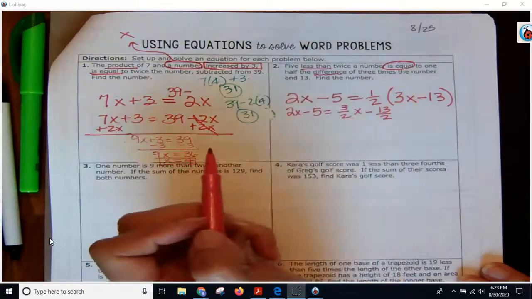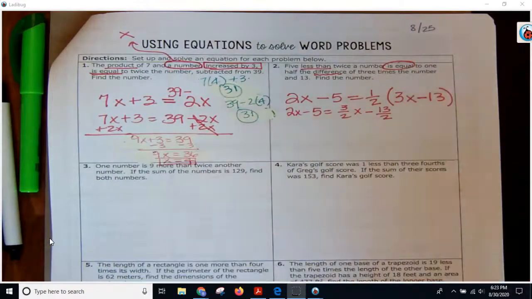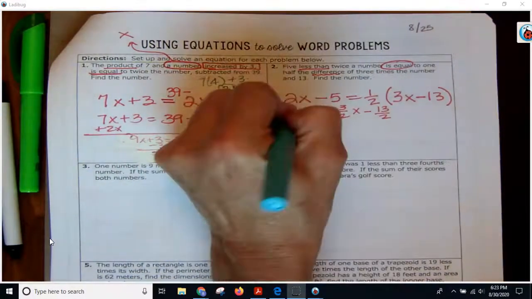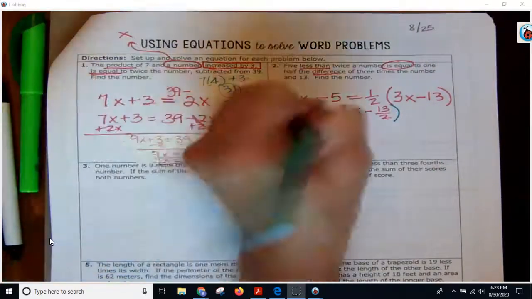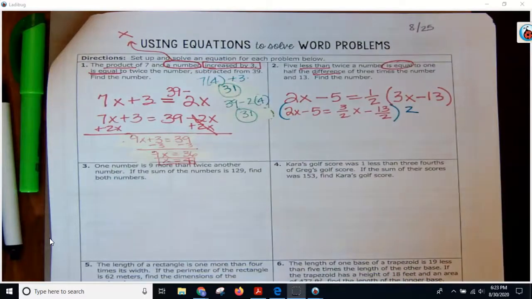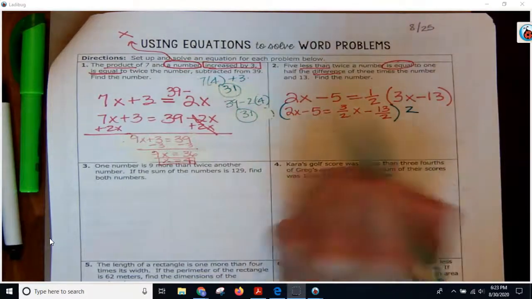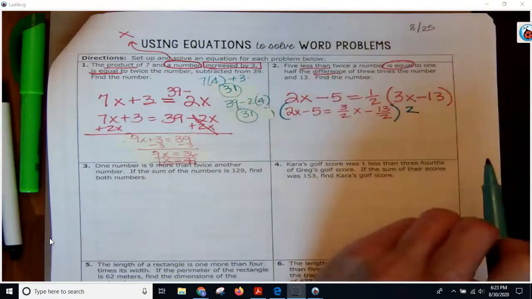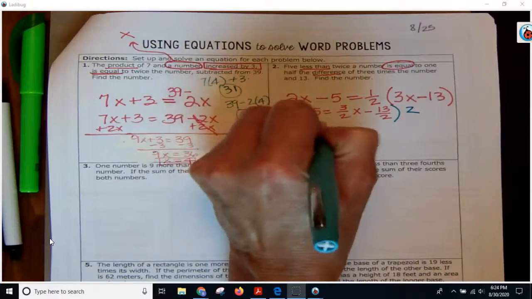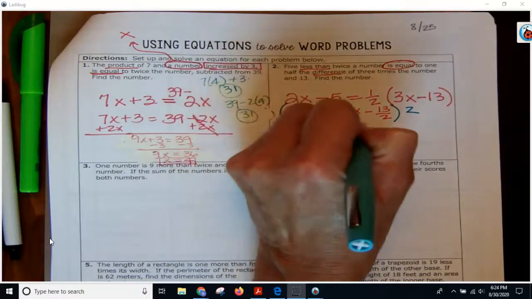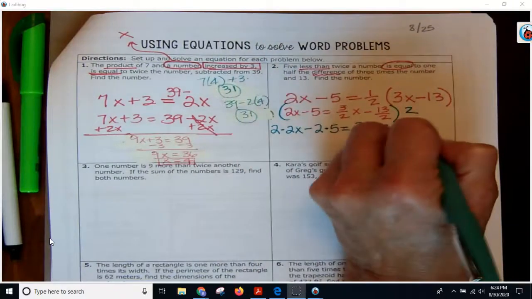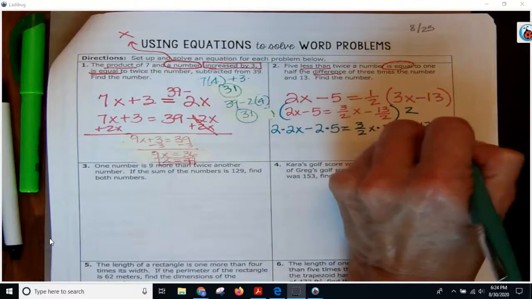Now, here's where your fractions come in. I'm going to go ahead and clear my fractions because I really don't like to work with fractions unless they're super easy. So I'm going to multiply everything by 2. And when I say multiply everything by 2, there is a clearing fractions video on the modules. But I just literally multiply everything in this equation by 2. So 2 times 2x minus 2 times 5 equals 3/2 x times 2 minus 13 over 2 times 2.